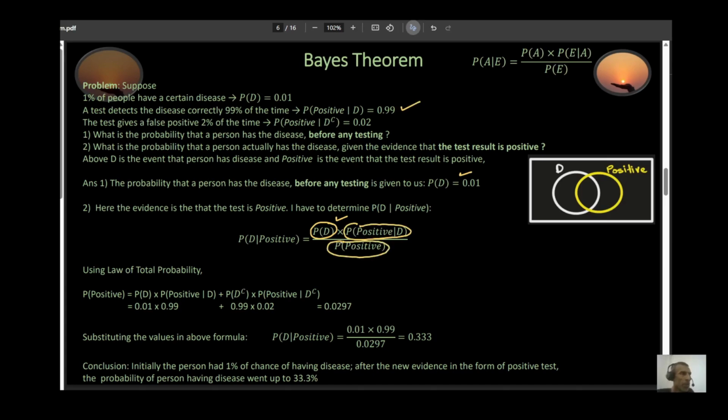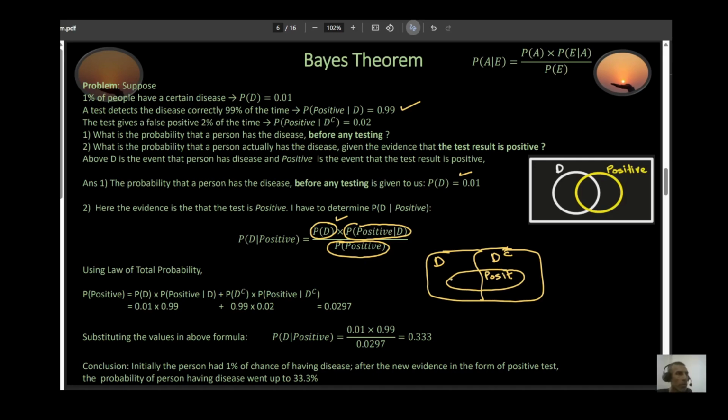That's not given to me directly, but I can determine it using the law of total probability. So I can divide my whole sample space into two regions. The person either has the disease, or the person does not have the disease. That's what the C means, by the way. It's the complement. Now, a person comes back positive, so he can fall in either one of the regions. I'm going to call this thing positive.